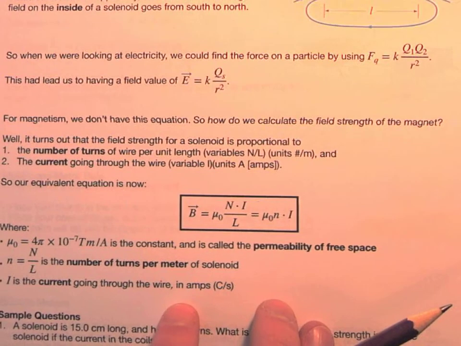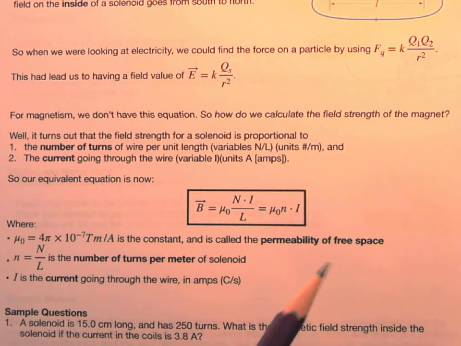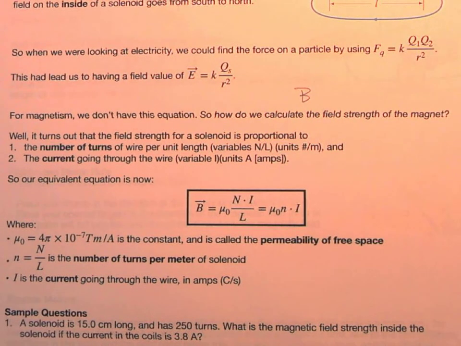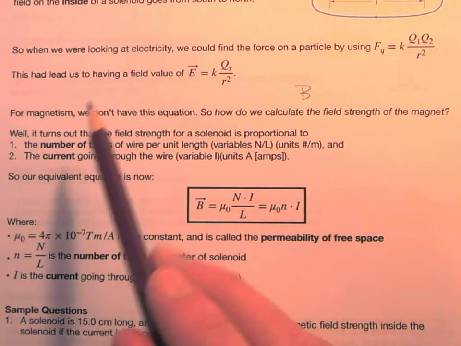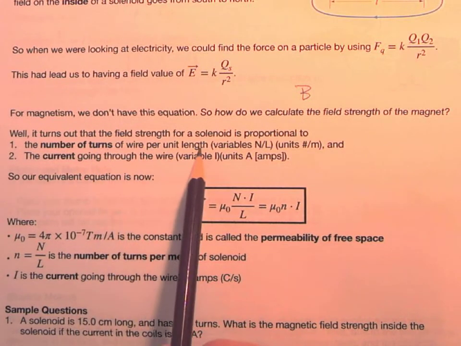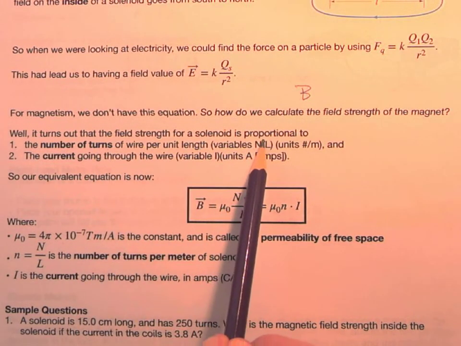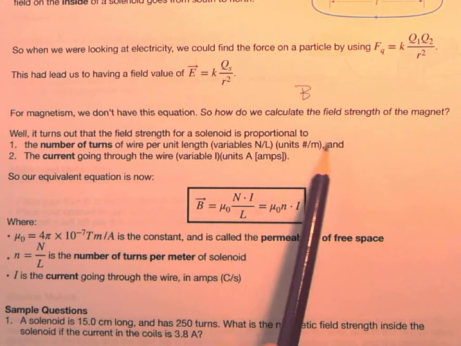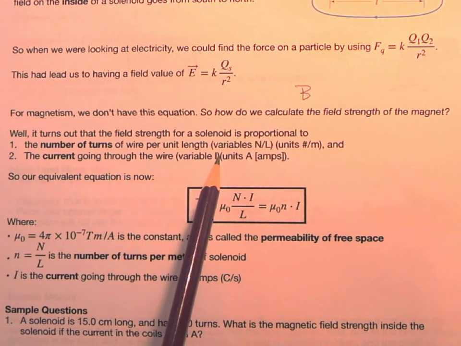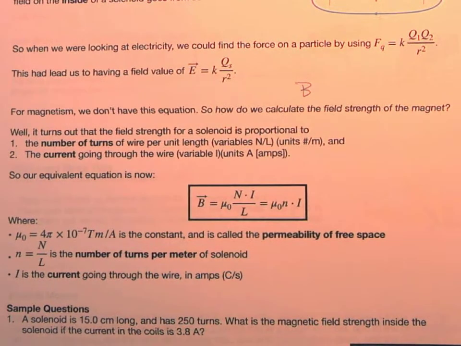But for magnetism, we don't have this equation. So how do we calculate field strength? We haven't talked about how to find the B value, the Tesla value of a magnet. How do you find that? So it turns out, when you're dealing with a solenoid at least, the number of turns of wire per unit length, or the number of turns per meter, and the current going through the wire tells you what your B value is going to be.